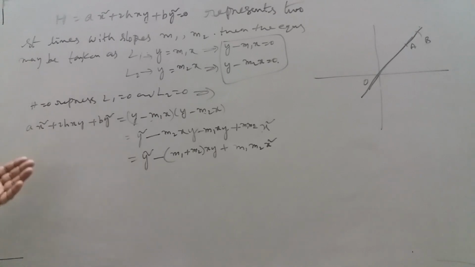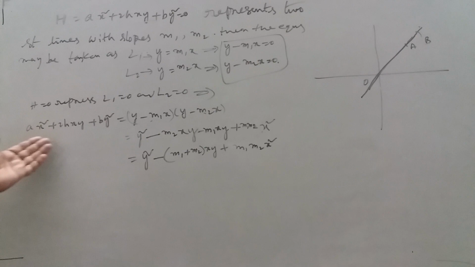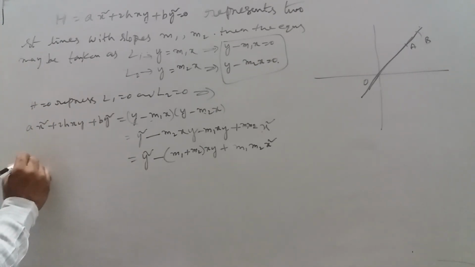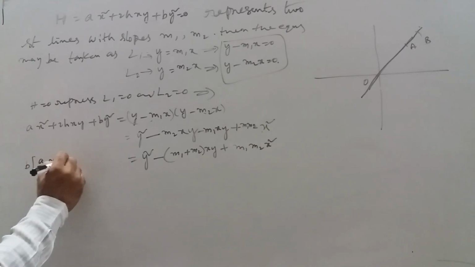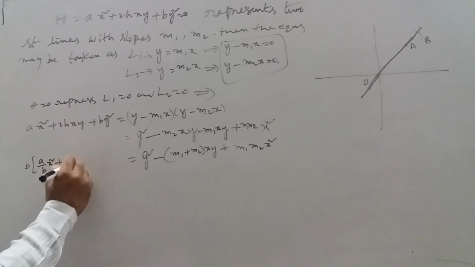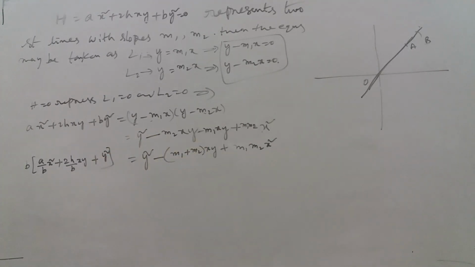From the right side point of view, the coefficient of y square is 1. So we have to divide this by taking b as common. It implies b into (a by b x square plus 2h by b xy plus y square) is equal to y square minus of (m1 plus m2) xy plus m1 m2 x square.